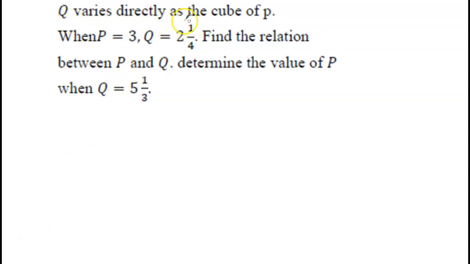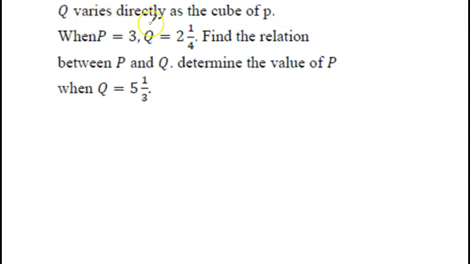Q varies directly as the cube of P. When P is 3, Q is 2 whole number 1 over 4. We have to find the relationship between P and Q, and so determine the value of P when Q is 5 1/3. So one thing about variation is always write the variation equation.